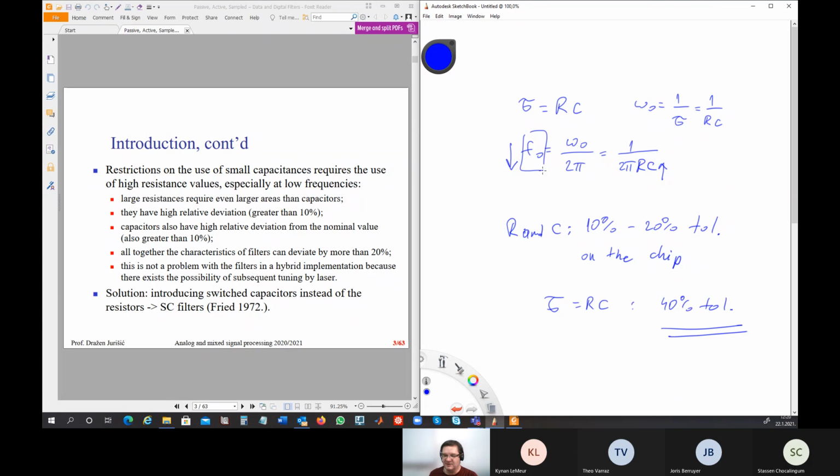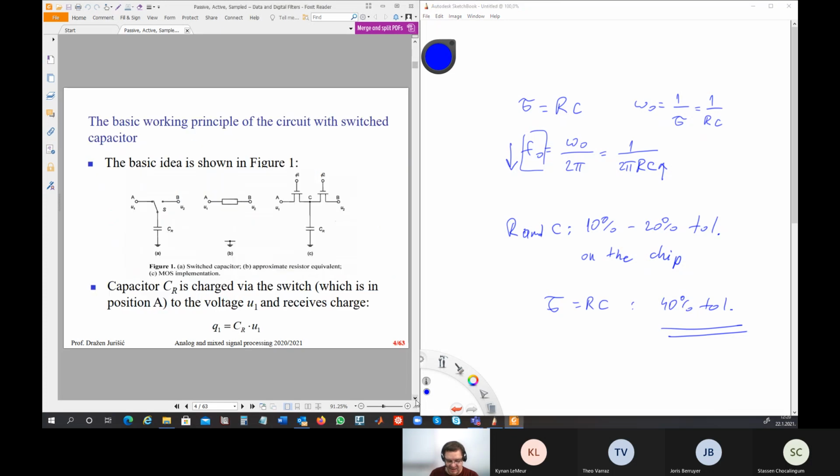This is not a problem for filters realized in hybrid or discrete components, because the R and C can be very, very accurate. But if you want to realize R and C in an integrated circuit, then it is really a big problem. So this is the reason why it's not popular to realize active RC filters in integrated circuits. It's not a good idea. But now somebody found a solution in the form of switched capacitor filters, and we will see what's happening.